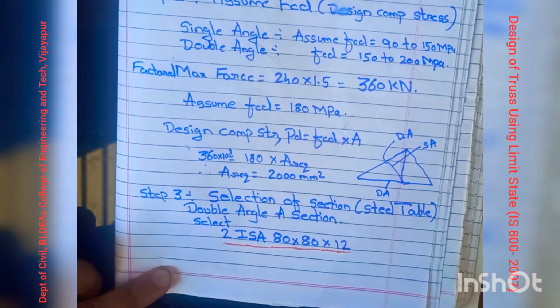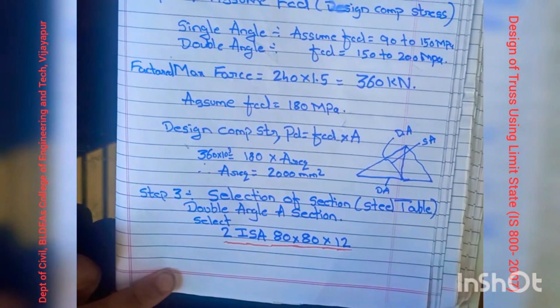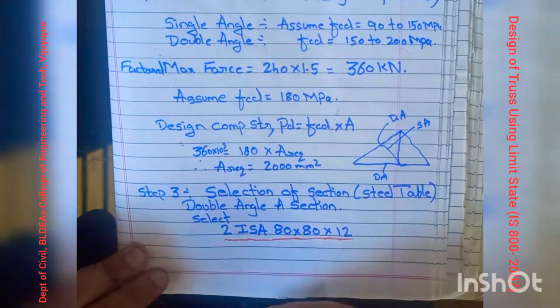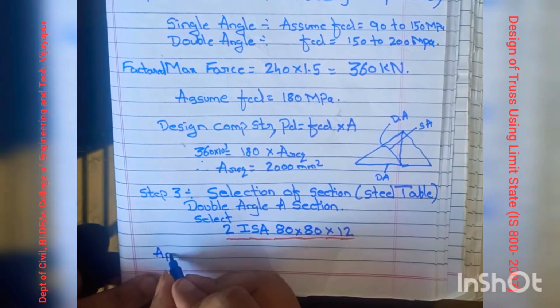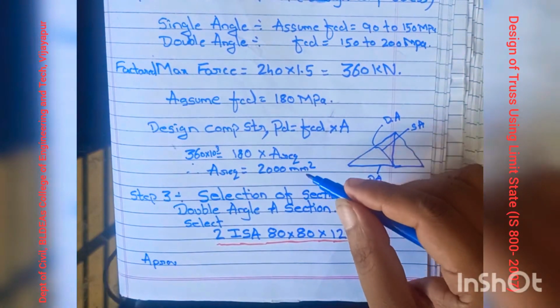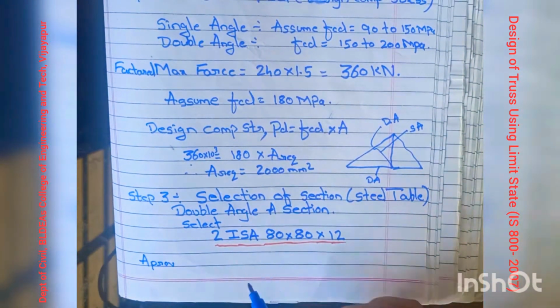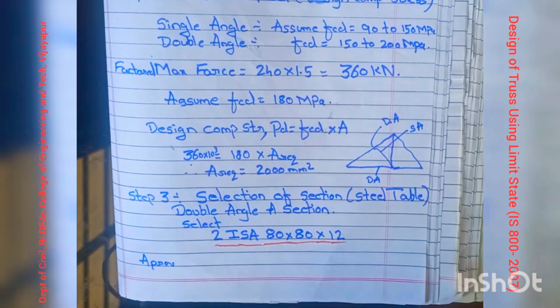So you write down all the problem, refer to the steel table, and cross check all the values which I am writing here. For 2 ISA 80 80 12, I need the area. That area is called the area provided. This area was the area required. So whatever I am providing, it has to be greater than 2000. It is better to select at least double the value so as to be safe. We need to remember whatever section we select, it has to be safe as well as economical. So both are equally important.